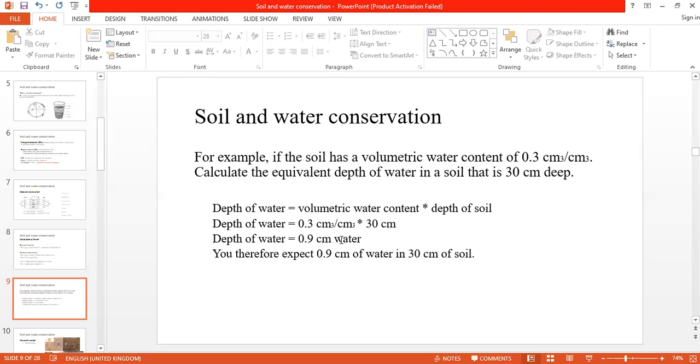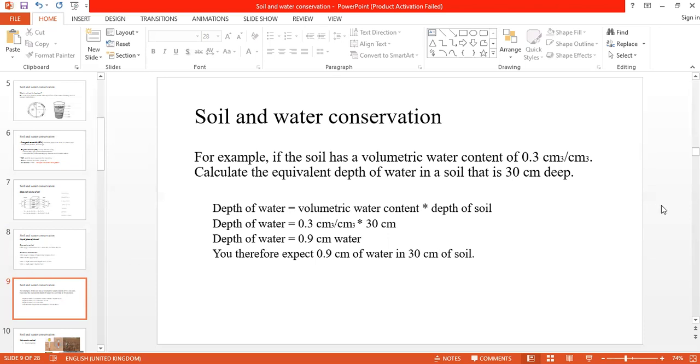So that's how you can convert a volumetric moisture content into terms of depth. For example, they might tell you that at Zambia Sugar, the volumetric moisture content in our soil should be, for example, 1 centimeter per 30 centimeters of soil.